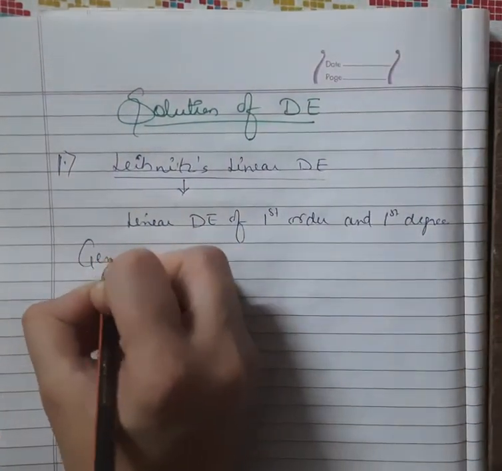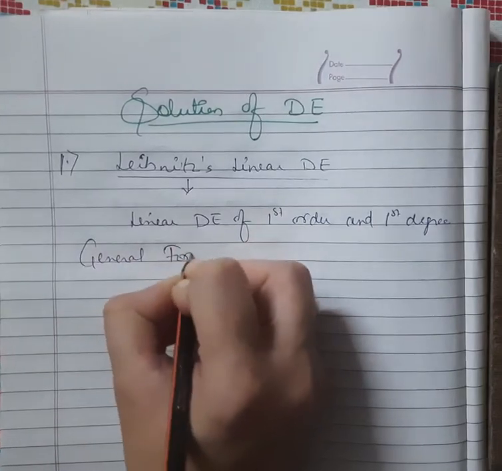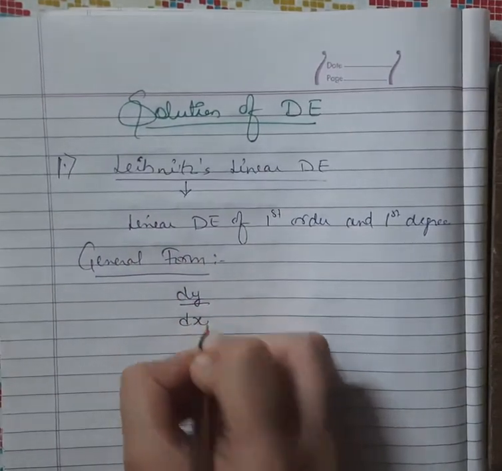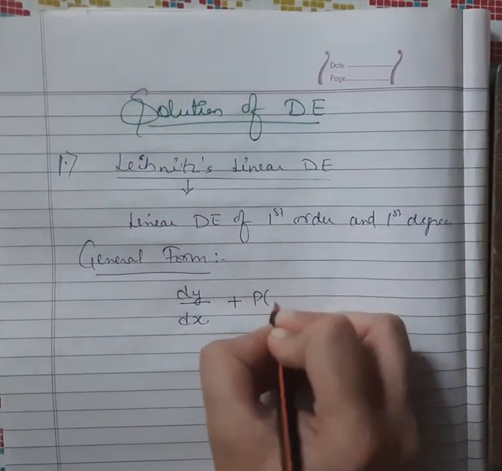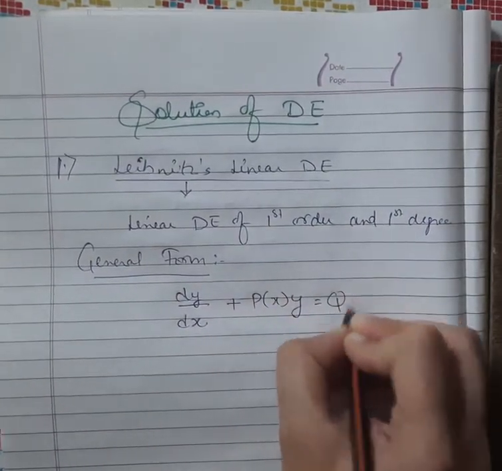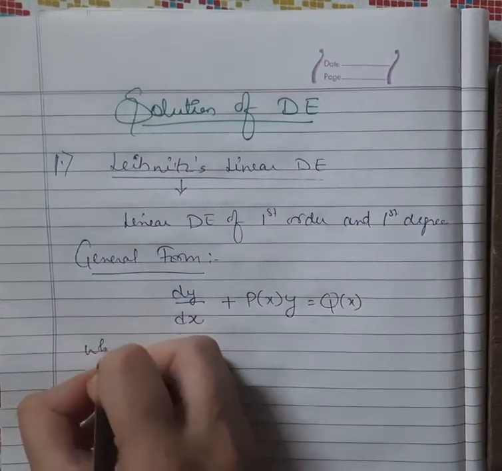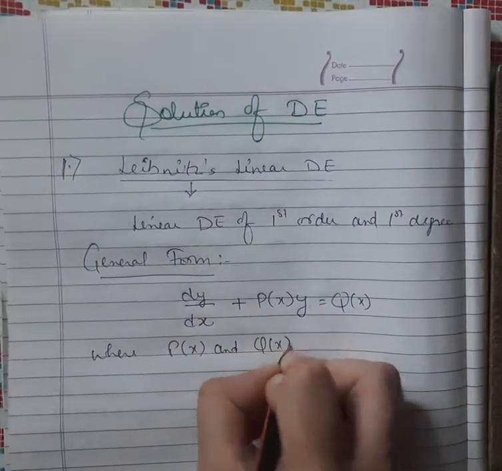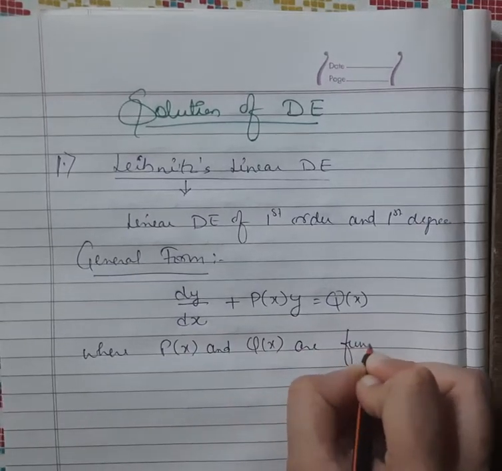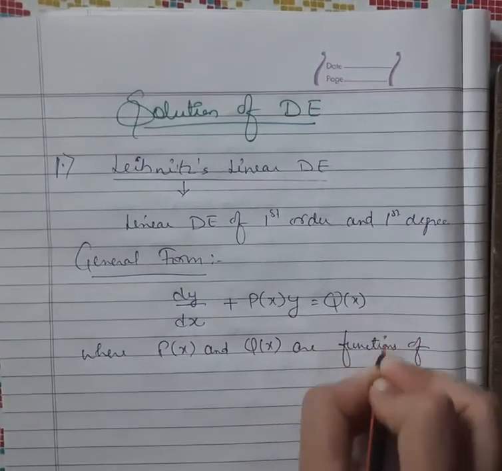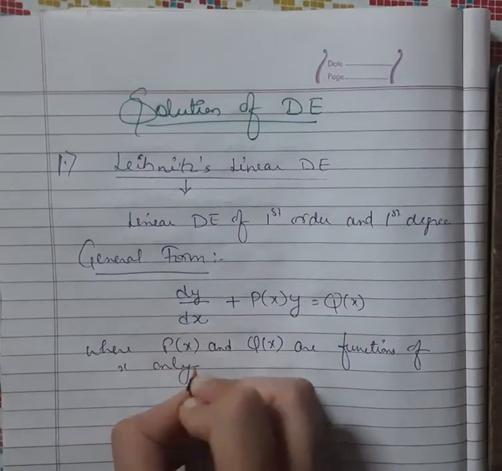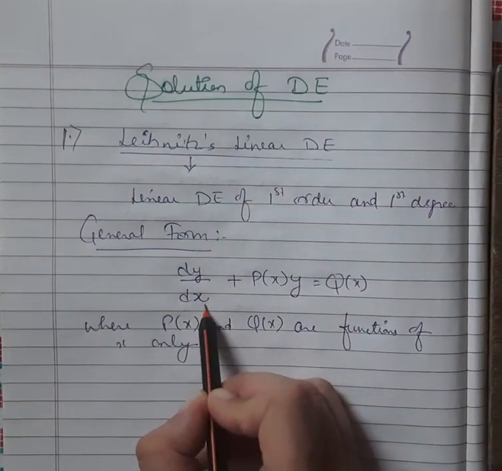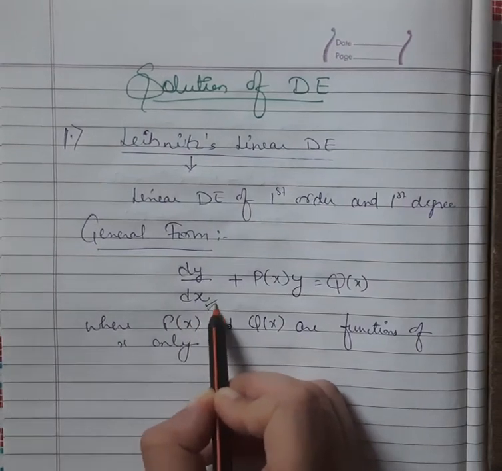If we talk about its general form, that how does it look like, this equation looks like dy by dx plus p of x times y equals q of x, where p and q are functions of x only, that is they will be free from y. And you can cross verify. See, what is the order here, 1. What is the degree, 1.